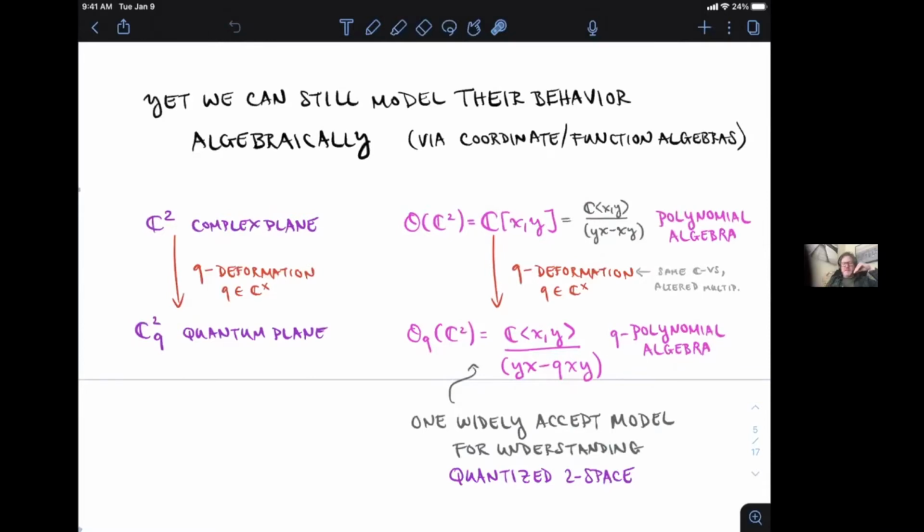Sorry, you said q is a complex number, or is it just a dummy? Oh, sorry, there it is. Yeah, but sometimes people just use dummy variables to do deformations. Yep. Okay. Any other questions?